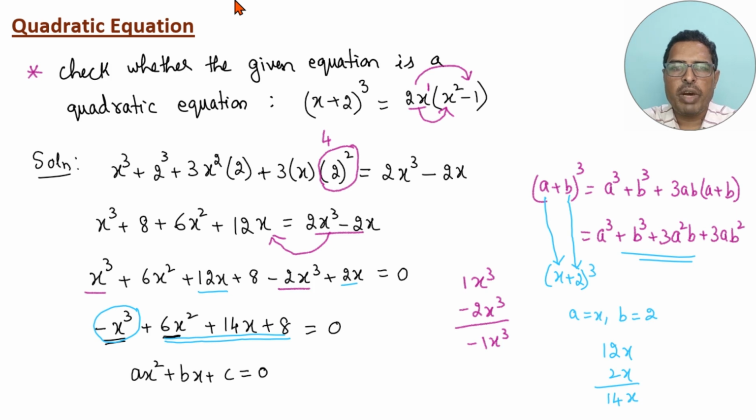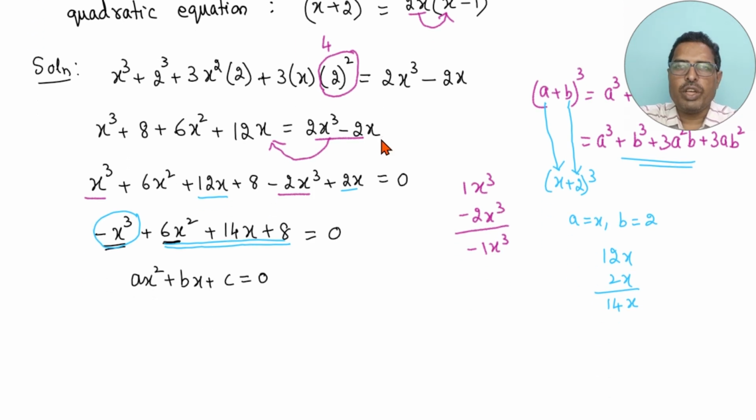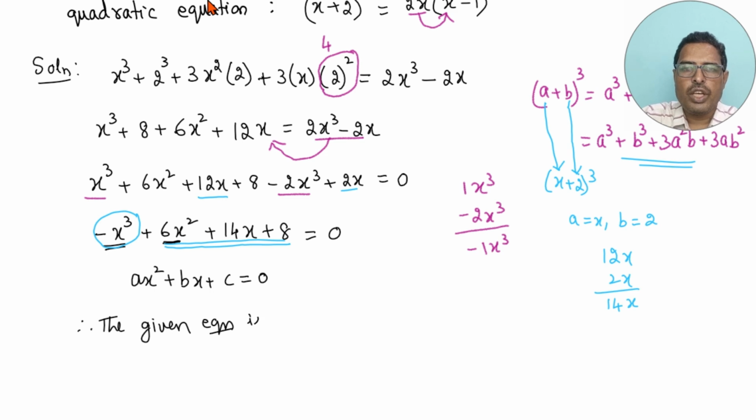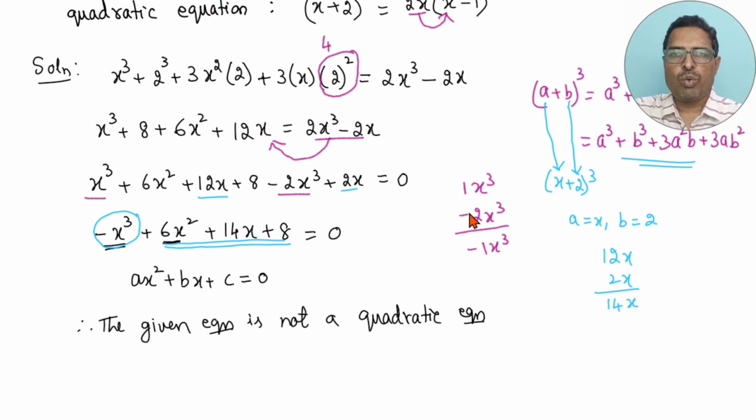But since you are having minus x cube, the highest power of x in a quadratic equation should be power 2. But along with this power 2 you are getting the highest power as 3. Therefore the given equation cannot be a quadratic equation. So hence we can conclude that the given equation is not a quadratic equation. So that's the required solution.